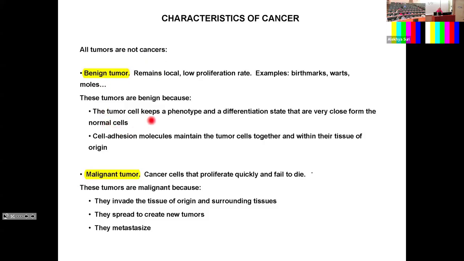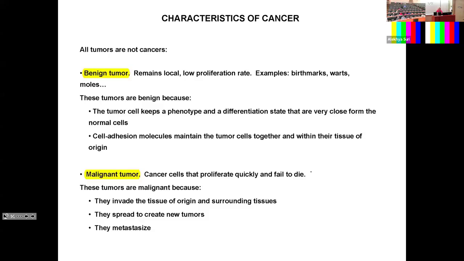In this case, the tumor cells keep the same phenotype and differentiation state as the cells around the tissue. They also keep some cell-cell adhesion, with molecules that are the same as those within that tissue. So even though this is a tumor, a mass that grows, if it has these characteristics, it is designated a benign tumor. Examples are birthmarks and warts, right? So then we have benign tumors, and then we have the malignant tumors.